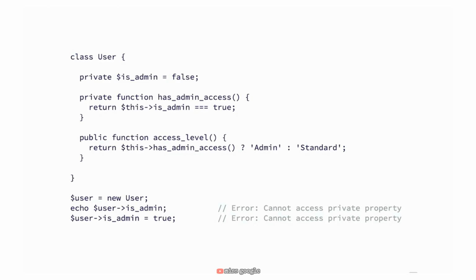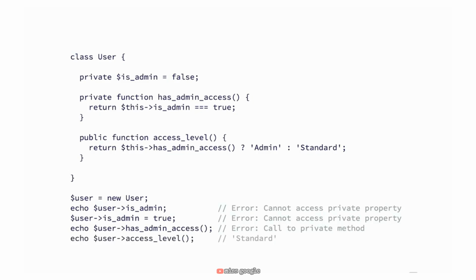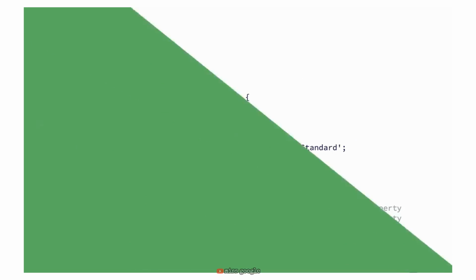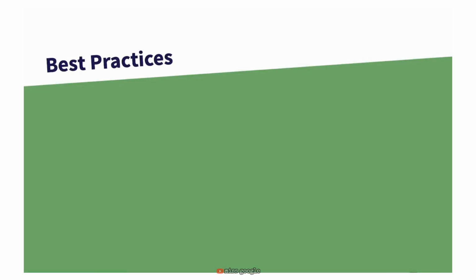Now the same thing is true for our methods. If I were to try and use an instance to call that hasAdminAccess method, it wouldn't let me because I've declared it as being a private method. You'll see that I have a second method there called accessLevel. That is declared as being a public method. So I can call that one, and it in turn can call a private method, which in turn calls a private property.